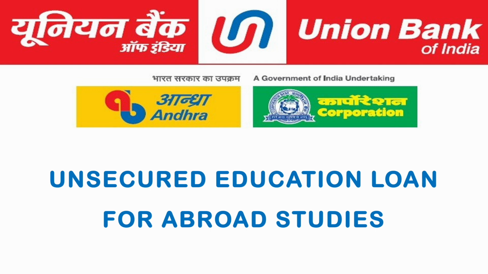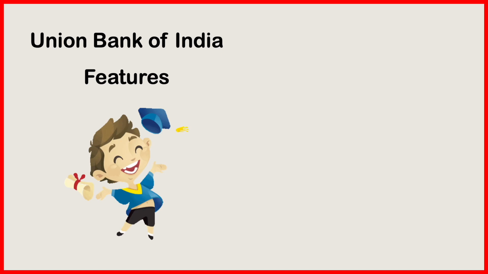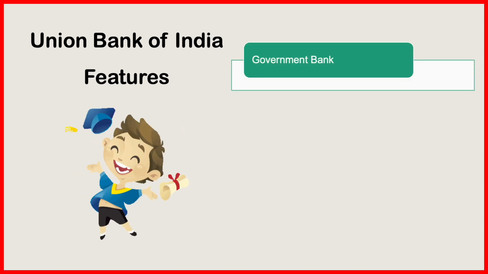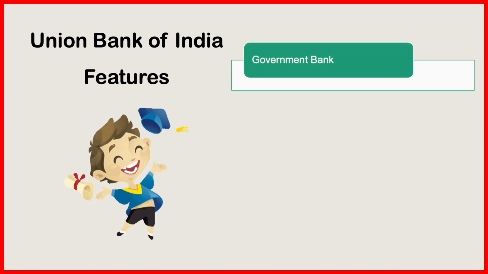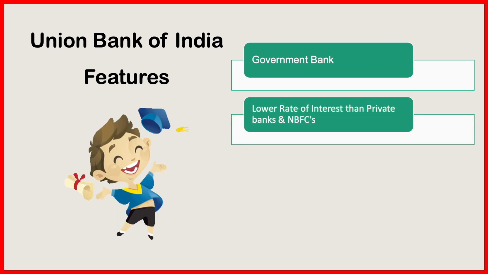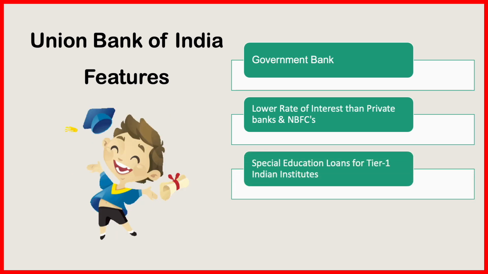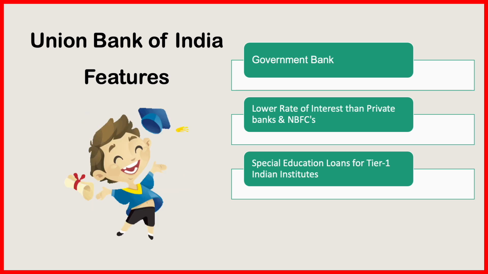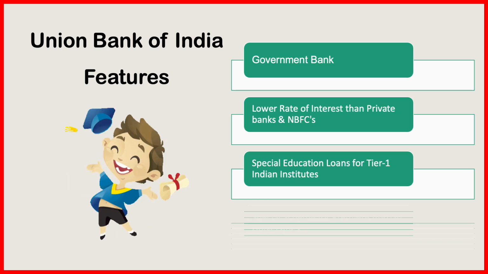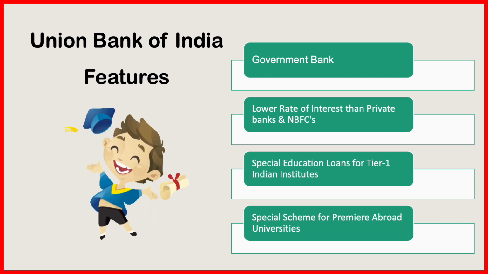So today in this video we will discuss about unsecured education loan from Union Bank of India. As we all know that Union Bank of India is a government bank wherein majority of the stakes are held by Government of India. It provides lower interest rate than private banks and NBFCs. It has a special education loan for Tier 1 Indian institutes like IITs and IIMs. It also has a special scheme for premier universities in abroad.